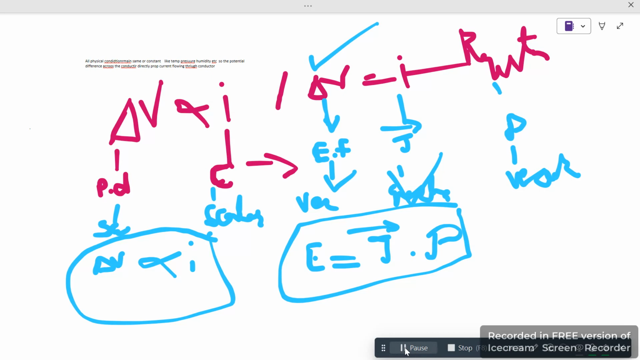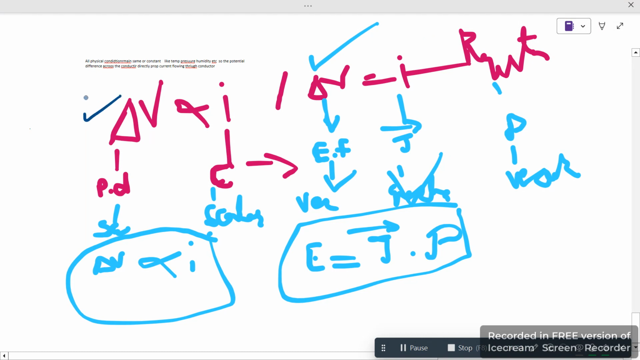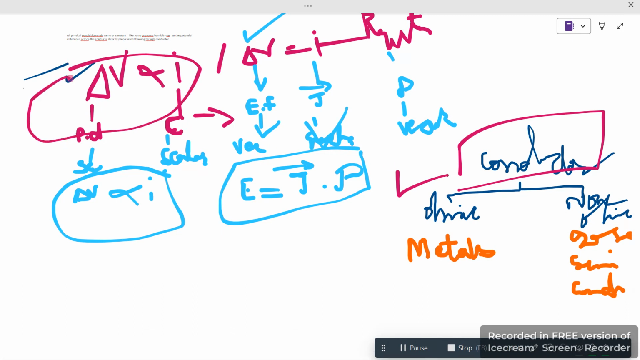And a very important thing is that we also have ohmic and non-ohmic conductors. All these conditions are applicable only if the ohmic condition is followed. Ohmic simply means it follows Ohm's law, that is, the current is directly proportional to potential difference, and non-ohmic does not. Metals follow it, whereas gases or semiconductors do not. The graph for ohmic is a straight line, while for non-ohmic it is a curve.